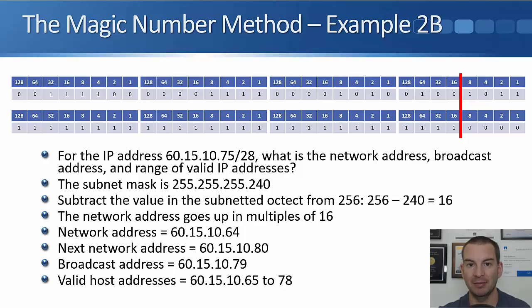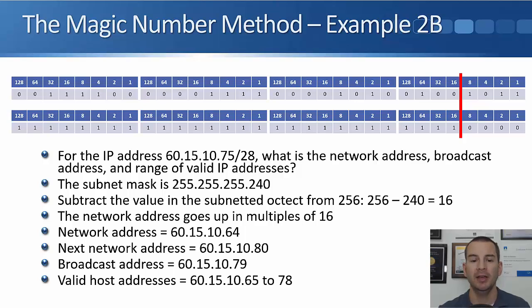And for a /28, the subnet mask is going to be 255.255.255.240. We can figure that out by adding up the numbers. A /28 is going to use the first 4 bits in the last octet. So 4 bits is going to be 128, plus 64 is 192, plus 32 is 224, plus 16 is 240. Then what we do with the magic number is we take that number away from 256. So if the number we're subnetting at is 240, then 240 taken away from 256 is going to be 16. So we know that the address blocks go up in multiples of 16.